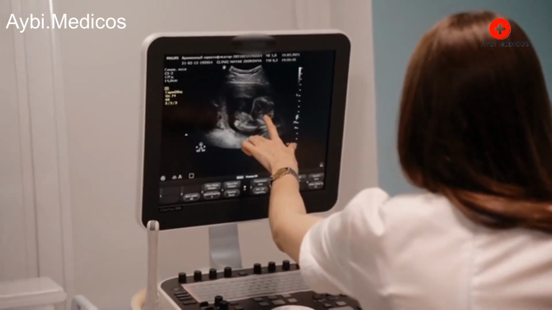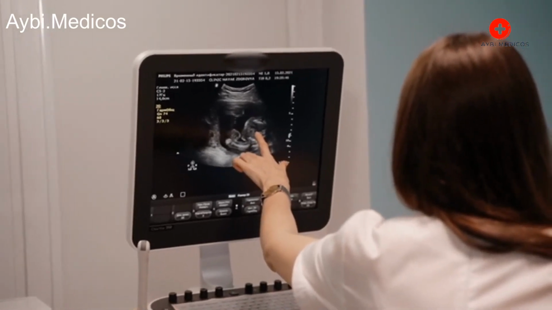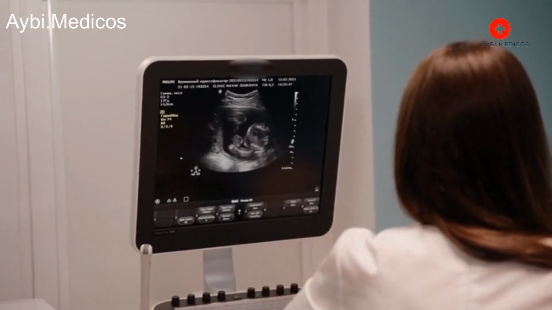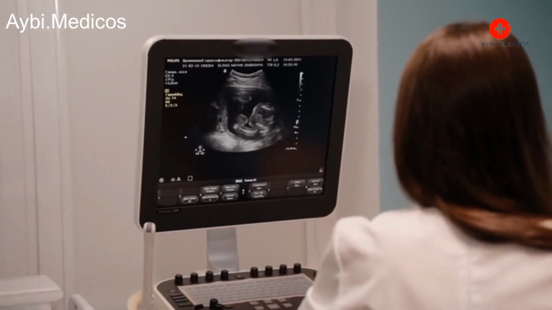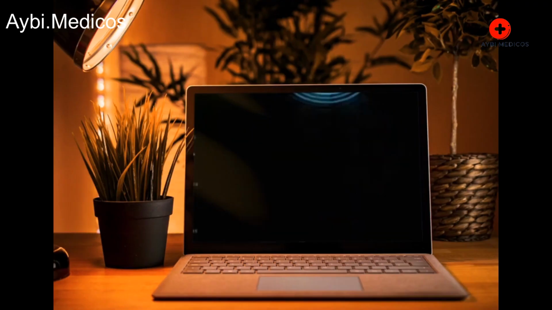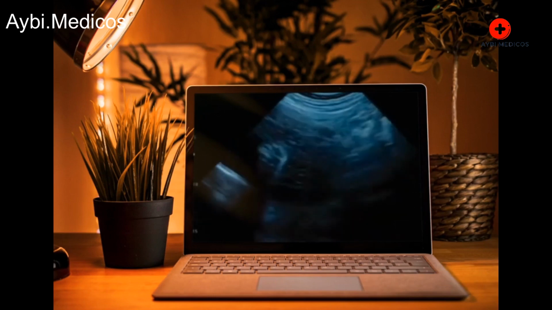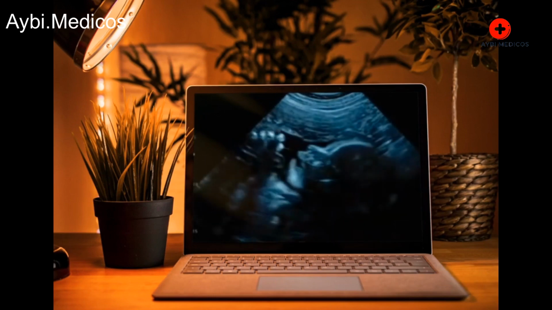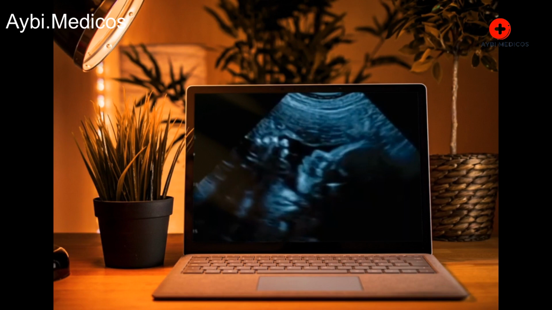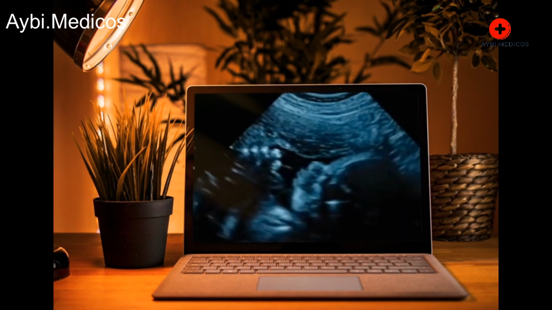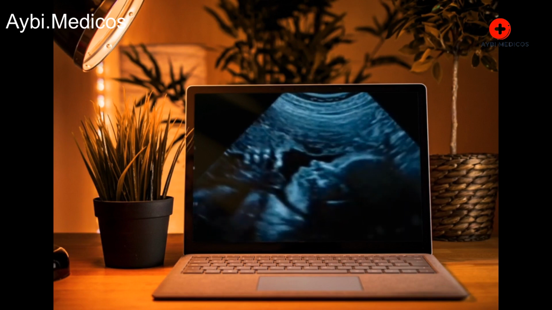Ultrasound, also known as ultrasonography, is a medical imaging technique that uses high-frequency sound waves to create images of the internal structures of the body. It is a non-invasive and safe diagnostic tool that has a wide range of applications in various medical fields, including obstetrics, cardiology, gastroenterology, and more.